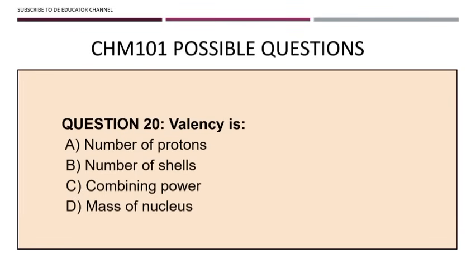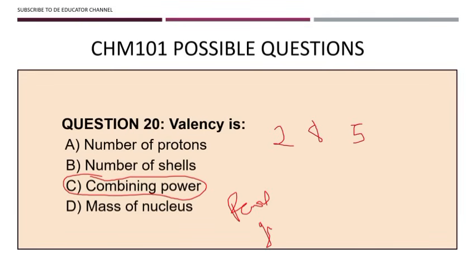Number 20, valency. Good. You're already coming into some interesting questions. Valency has to do with the combining power. We'll soon get to electronic configuration. If you see something like 2, 8, 5, for example, there's what we know as period and there's what we know as group. You can know a particular period and group from the electronic configuration, because you'll be seeing questions like that. They'll just give you an electronic configuration and ask what period and group it belongs to. You don't need to draw the periodic table for you to know.